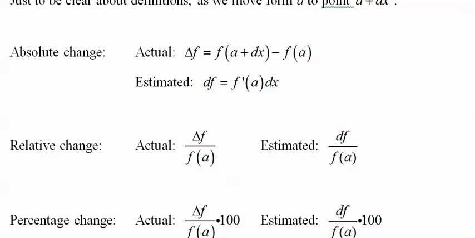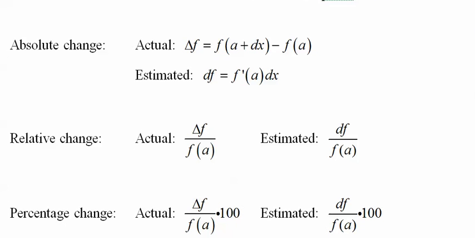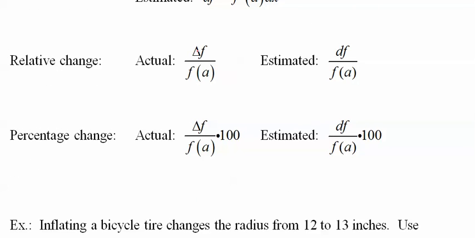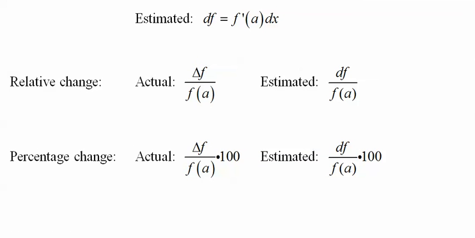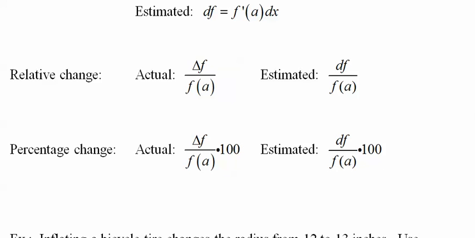So here's the definition, because we just kind of slapped something up there. The actual change, delta F. The estimated change, dF. The relative change, delta F over what we got for F. The percentage change, delta F over F of A, times 100. And estimated is just when we put the dF in instead.